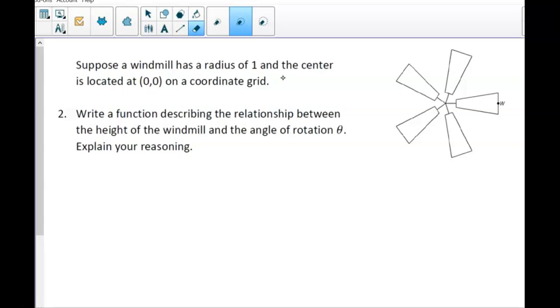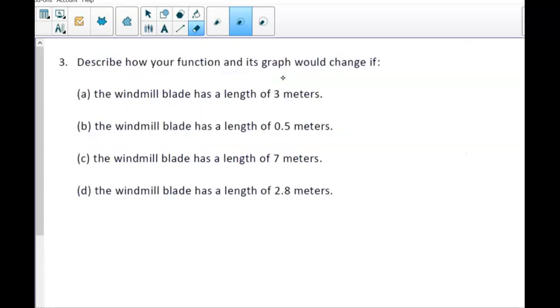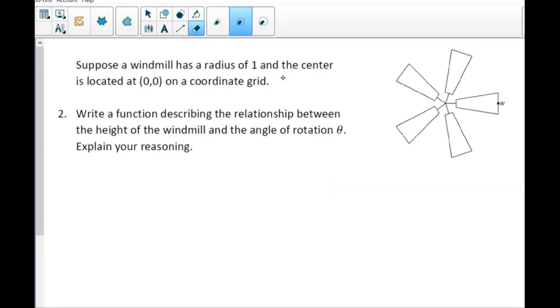So this problem, it says, suppose a windmill has a radius of 1 and the center is located at 0, 0. Write a function describing the relationship between the height of the windmill and the angle of rotation. Explain your reasoning. So turn the video off, write your answer to that question, explain your reasoning. If you finish that, go ahead and move on to problem 3, which is basically a continuation of problem 2.